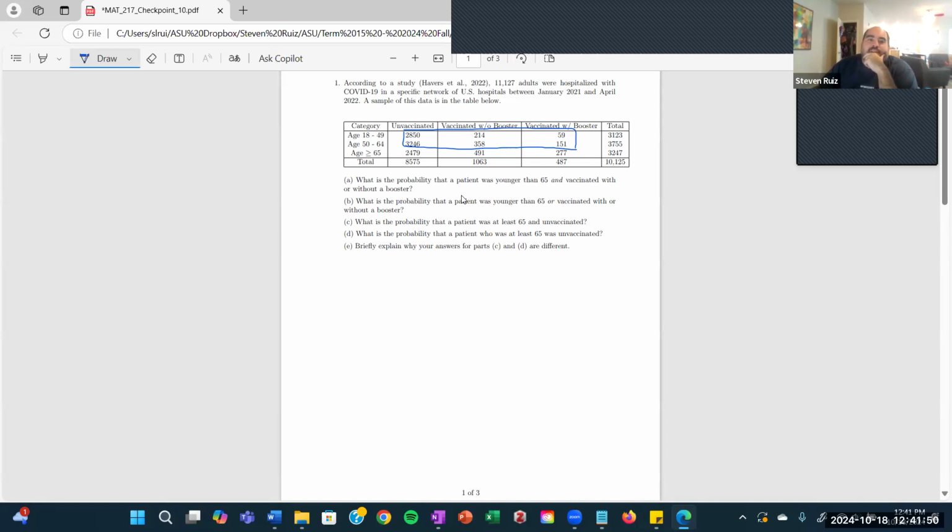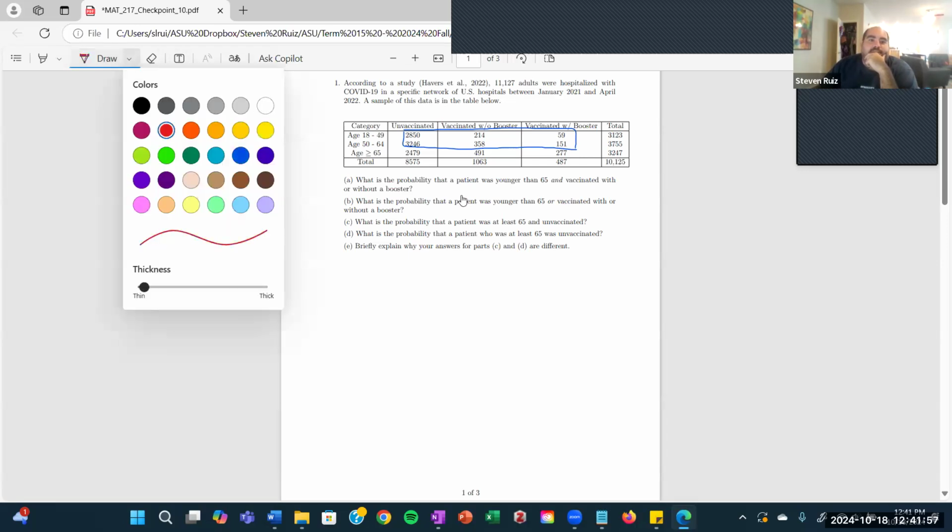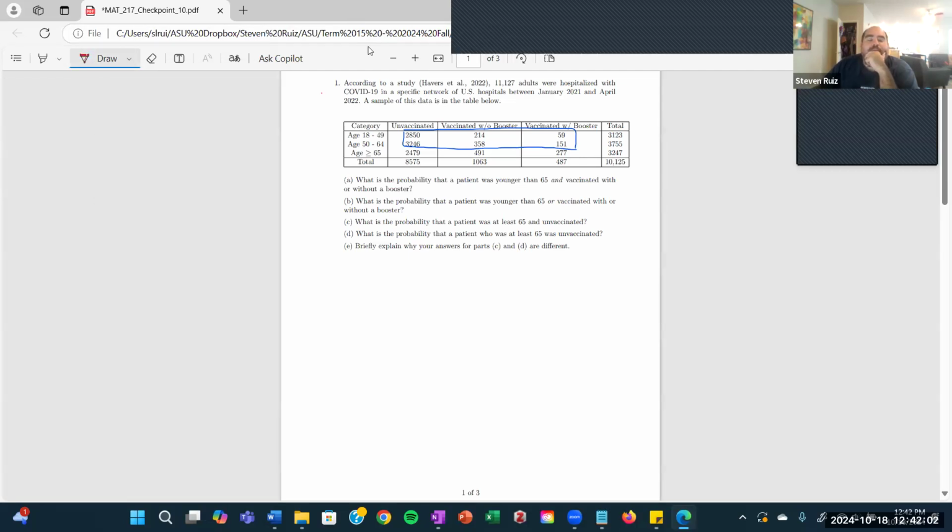So I wish I had different colors, but I don't. Or do I? I haven't thought about that. Okay. So blue is the people who are younger than 65, and red is going to be the people who are vaccinated. So now that I've identified both sets, how do I bring them together? So the operative word here is and. So I want the intersection of those two sets.